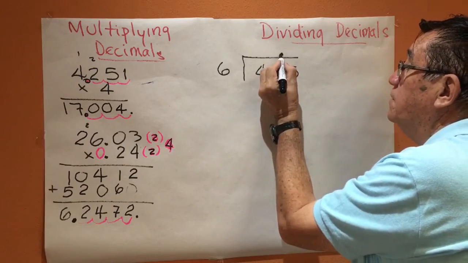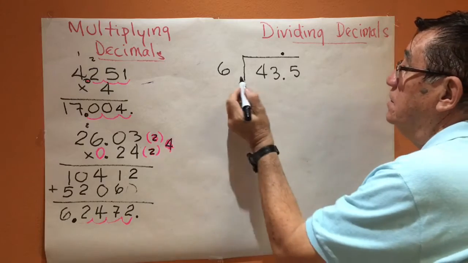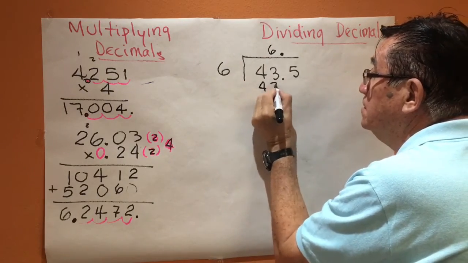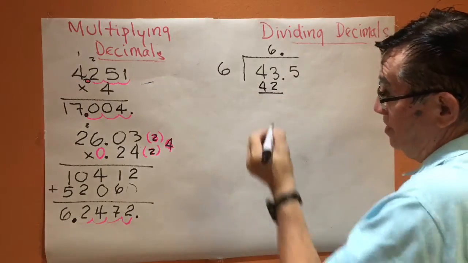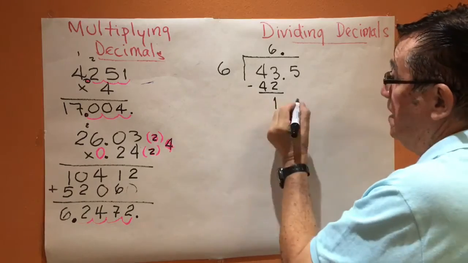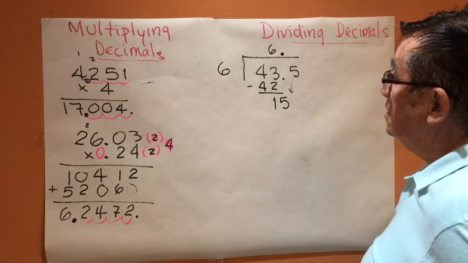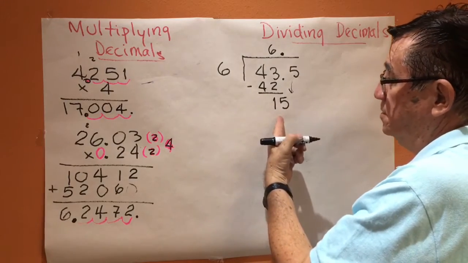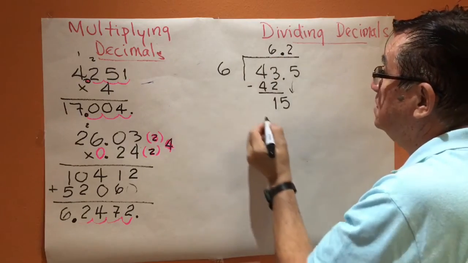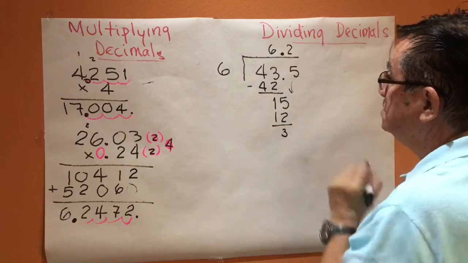And since we have 43, we have to write the decimal point already. So, 6 times 6 is going to be 42. Okay? I did the subtraction. I have 1 remainder. I lower 5. This is going to be 15. Okay, 15 divided by 6 is going to be 2. 2 times 6 is 12. So my remainder is 3.